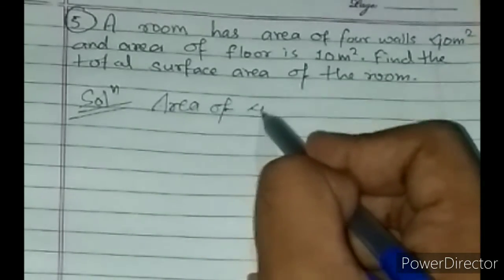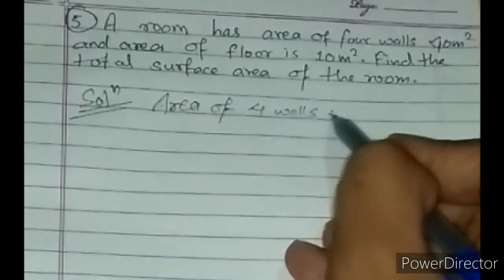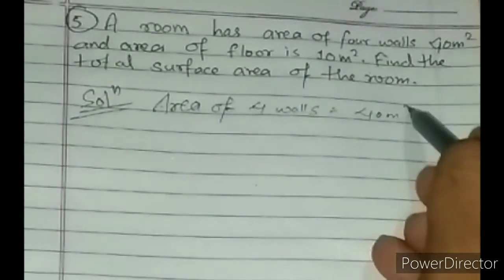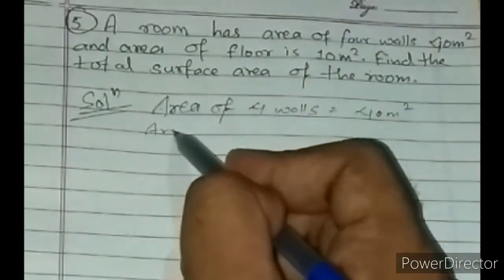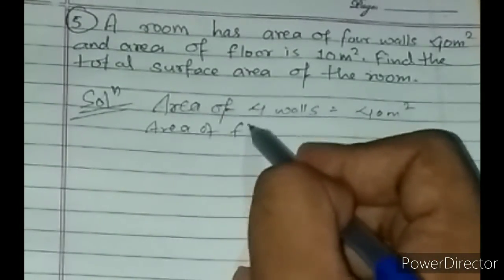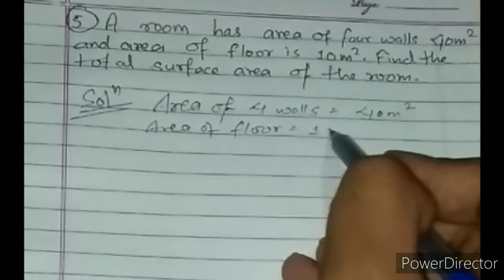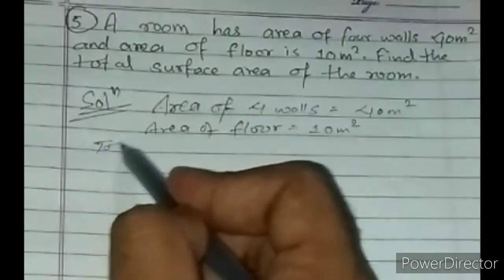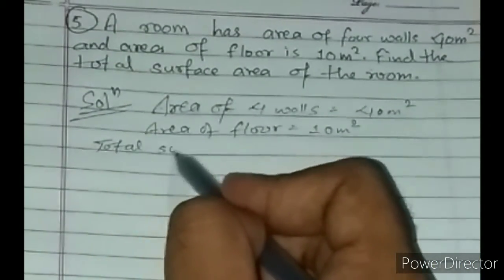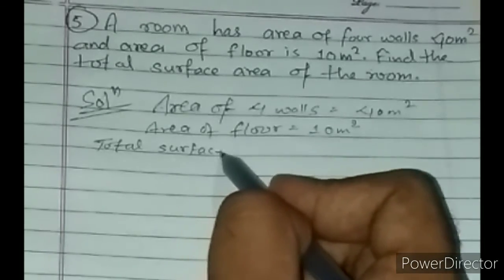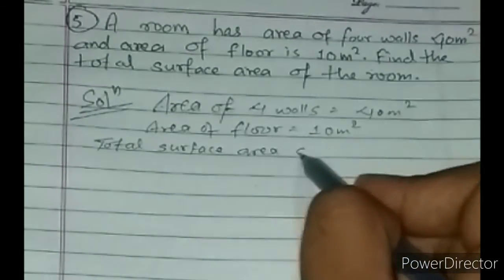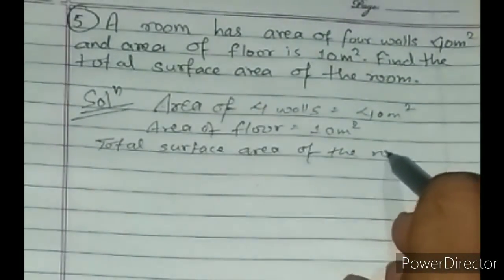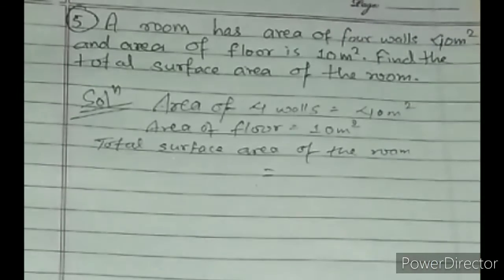Area of 4 walls is given as 40 meter square and area of floor is given as 10 meter square. You have to find the total surface area of the room. How can we find this now?